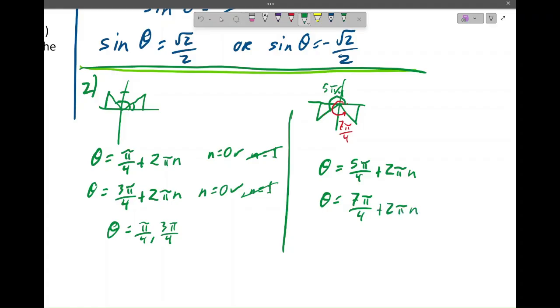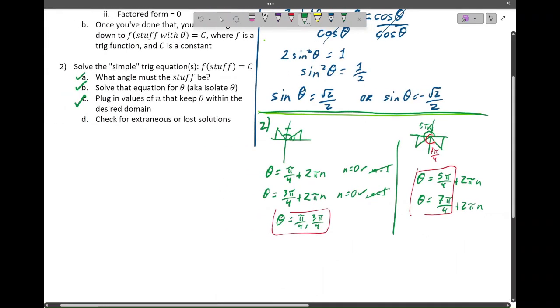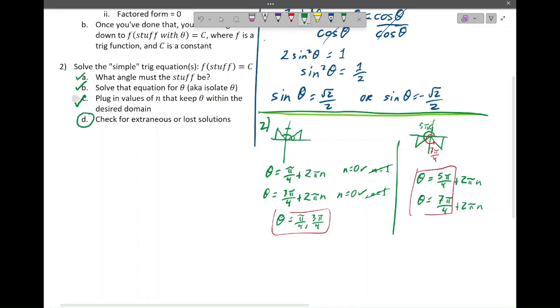Again, n equals 0 will work, n equals 1 will not, and so our actual final solution set is going to be these 4 values. Okay, so that's step C. So now we have to check for extraneous solutions.